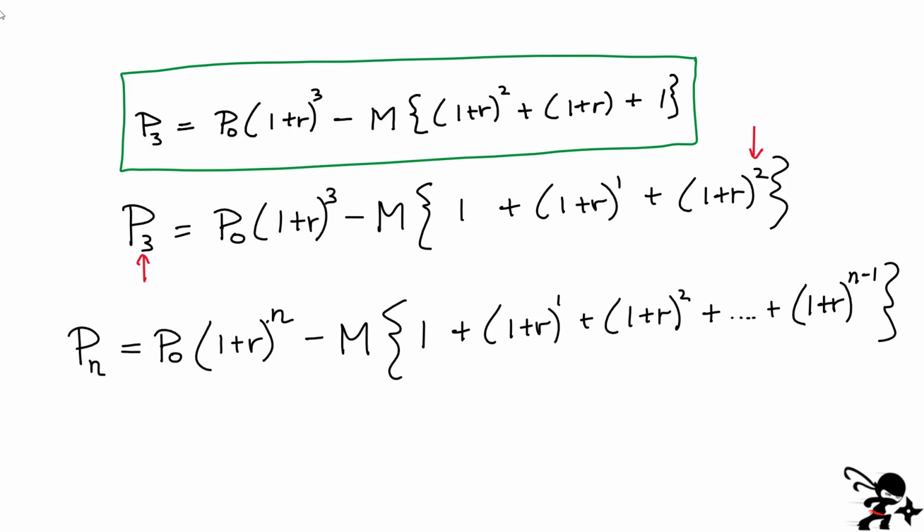Close the bracket. Now this term right here is simply a series, okay? If we go back to high school math, we call this a geometric series. And the nice thing about geometric series is there is an analytical equation that allows us to write this term into a very compact form. So let's go work on this geometric series term to simplify our expression here for the ending balance after the nth month.